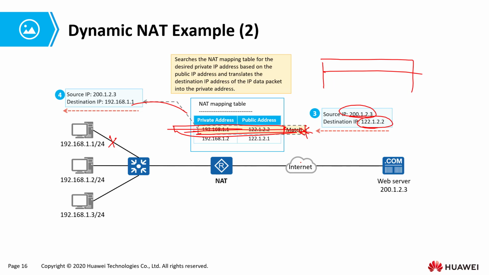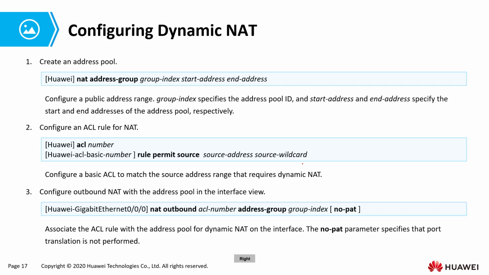Now, of course, you would expect a small difference in the configuration of dynamic NAT. We are not setting up a static NAT mapping table because the router will generate that intelligently. But we need to set up an address group, a range of public IP addresses we have that we want to be using on our router. So we use the command nat address-group, and then the start address and also the end address.